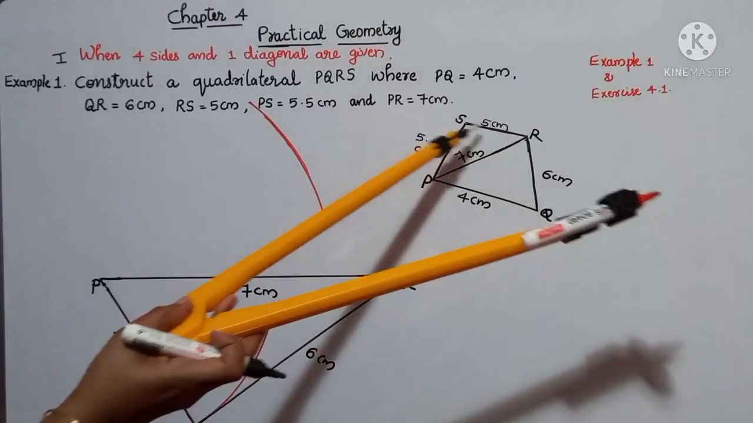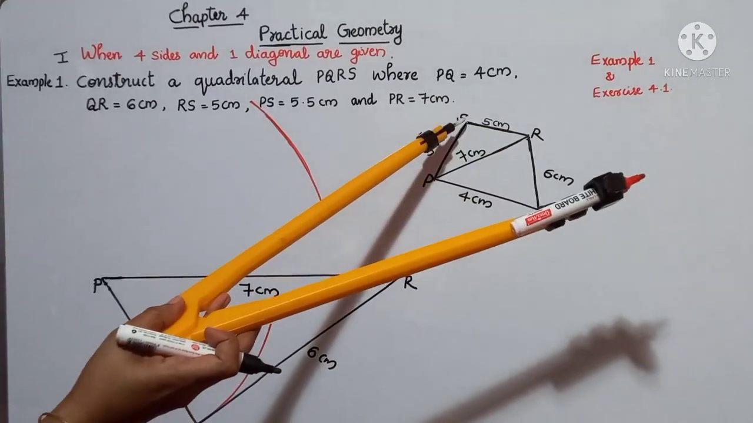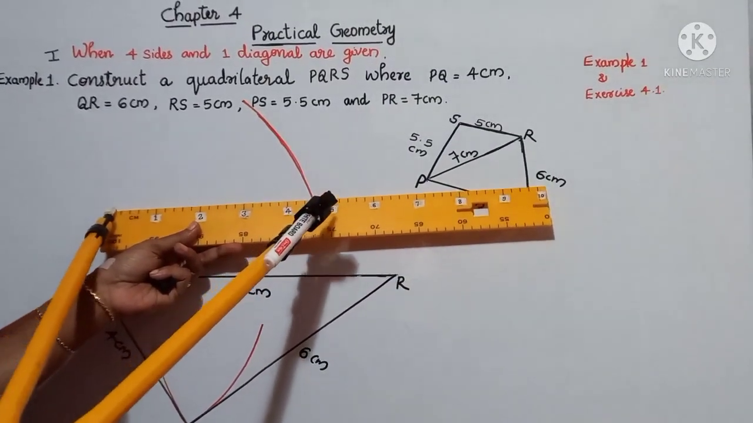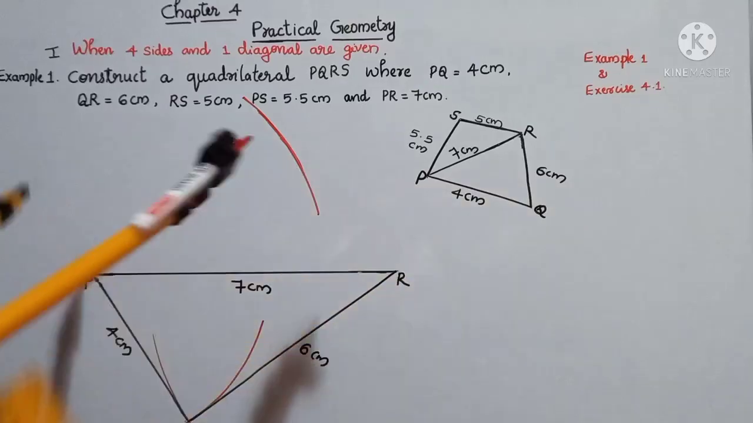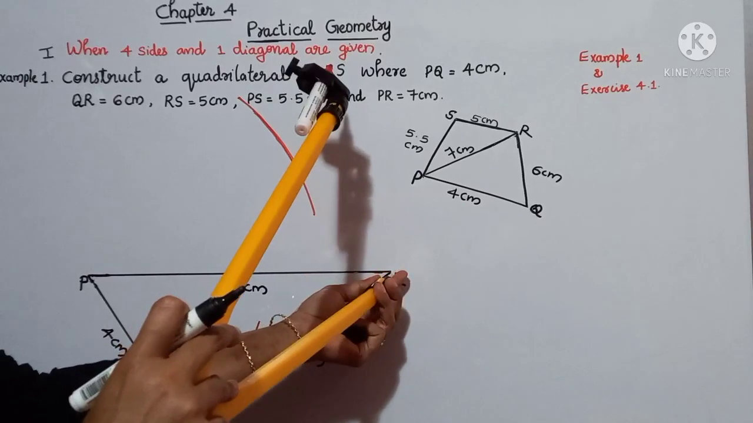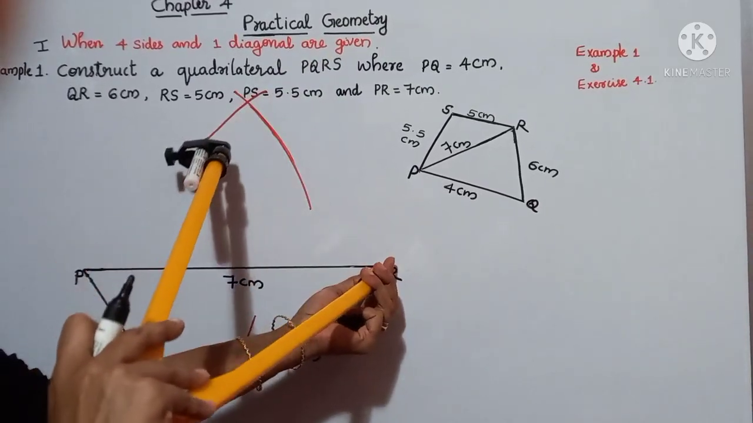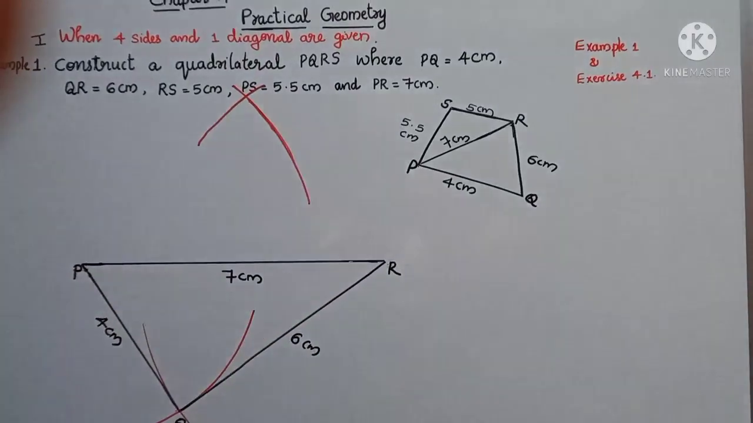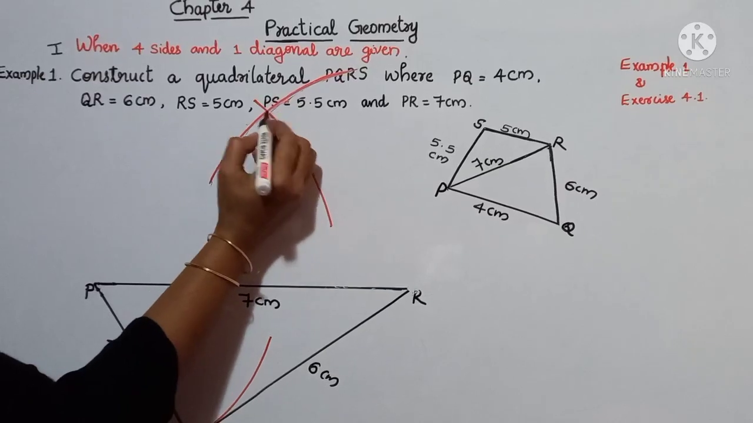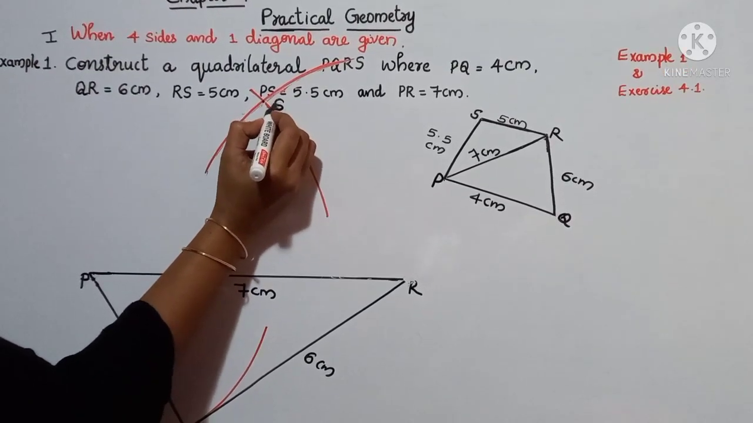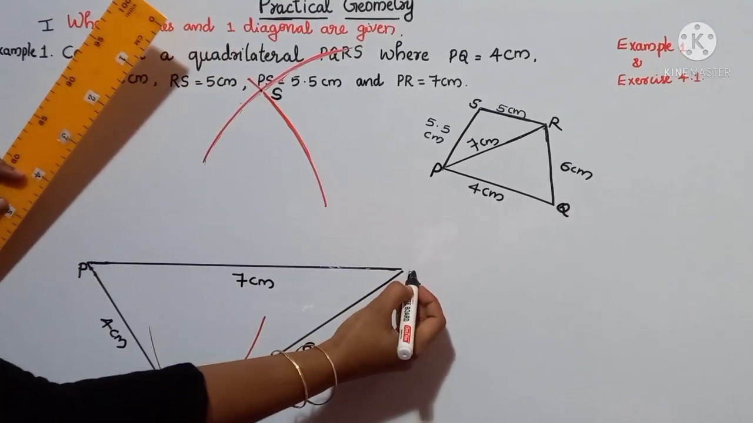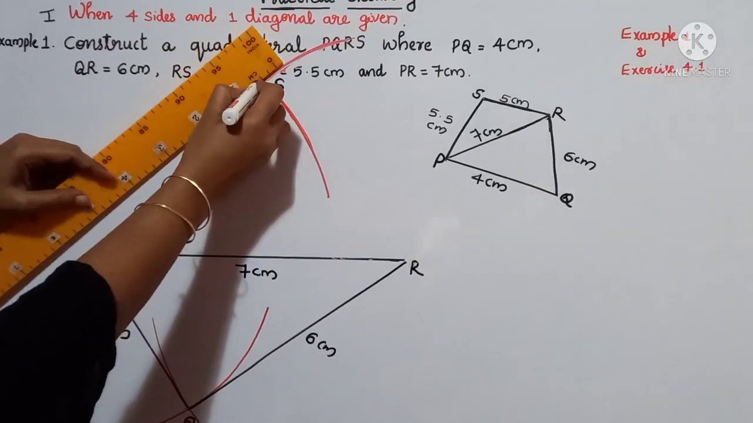Then we have to find the distance from R to S, that is 5 centimeter. Adjust our compass to 5 centimeter. Here I have taken 5 centimeter. Then pointing on R, draw another arc. Now we have got the point of intersection here, and this point is our S. We can label it S. Then join PS and RS. PS and RS we are joining now.